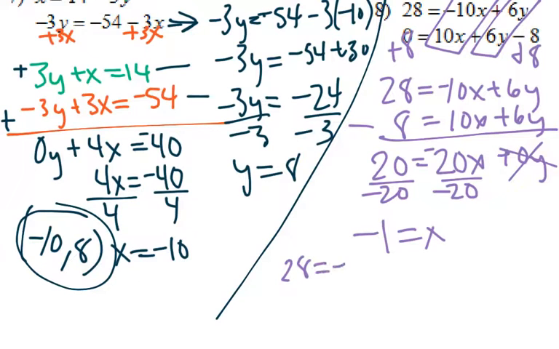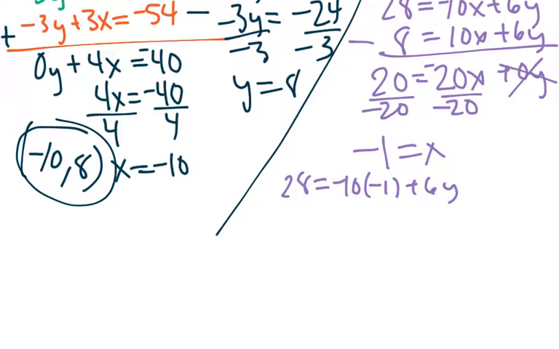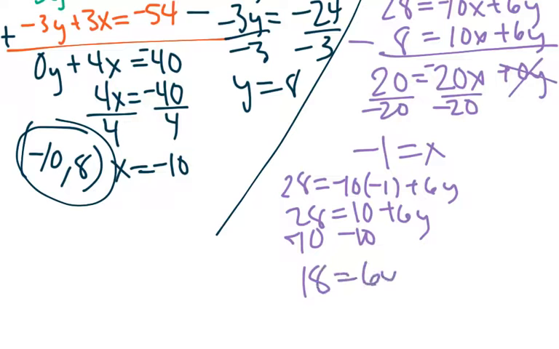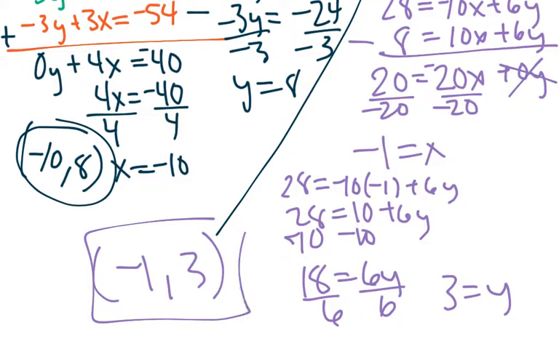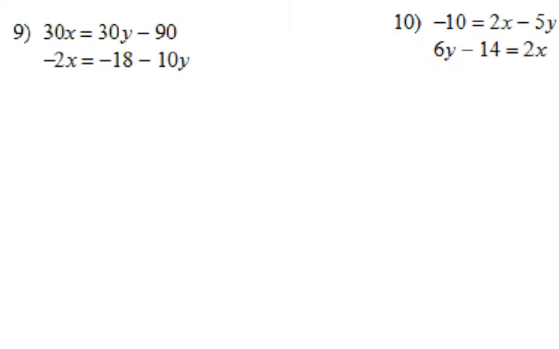So 28 equals negative 10 times negative 1 plus 6y. Positive 10 plus 6y equals 28, subtract 10, 18 equals 6y, divide by 6, and 3 equals y. So our answer for this one, negative 1, 3. Alright, so that's the way we go. We just keep doing the same thing. So this one I've got my x's lined up, so I just need to rearrange those two, right?